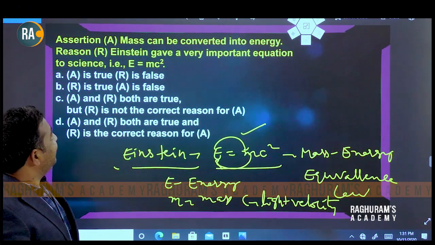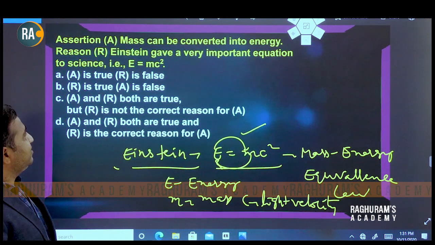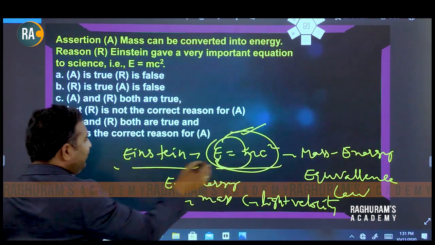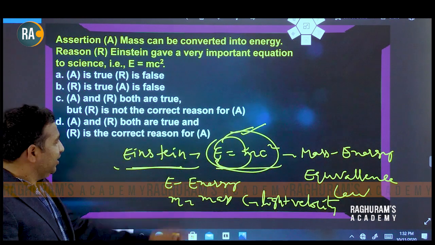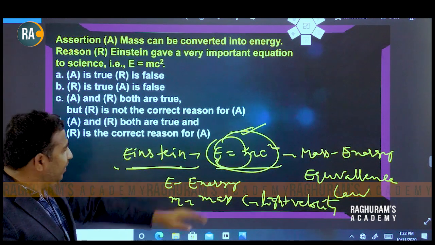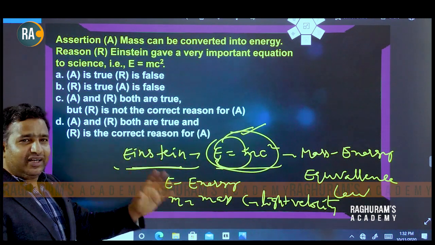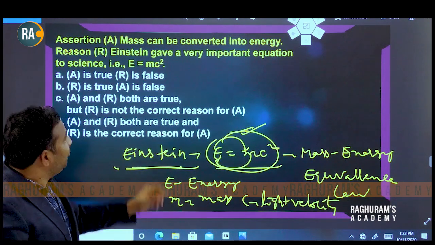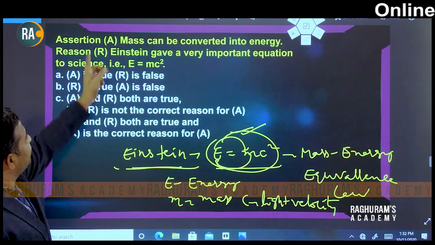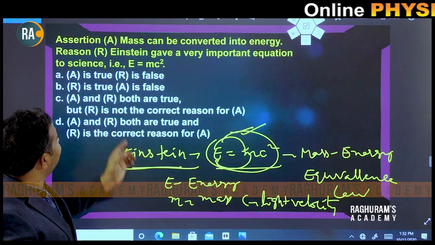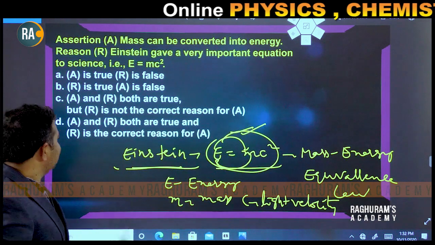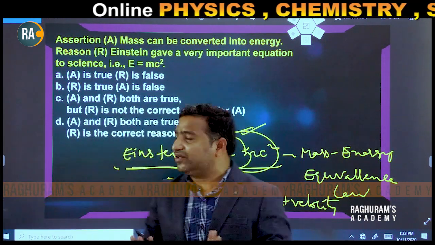The reason is that Einstein gave a very important equation to science, E equal to mc square. This equation is given by Einstein, so it belongs to Einstein. This equation is related to the assertion, and according to it mass can be converted into energy and energy into mass. We conclude that both are correct, and the reason is the correct reason for the assertion. Now observe the options.